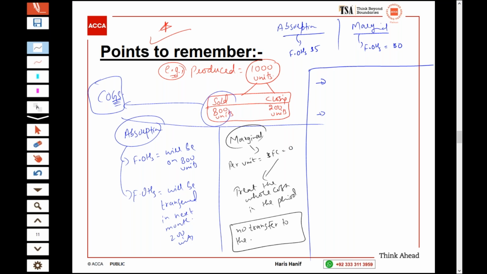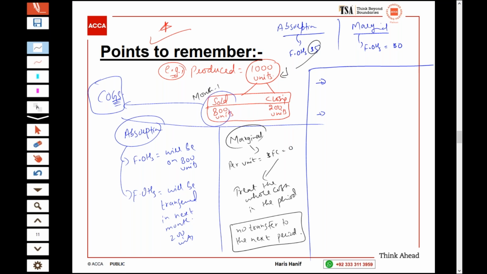No transfer to the next period. But in absorption costing, it is included in this per unit cost. This is month number 1, in which I had sold 800 units, and naturally the fixed cost is part of the production cost. Marginal costing is not making it part of the production cost. Marginal costing is saying treat it as a monthly cost, the entire cost, no need to transfer to the next period.